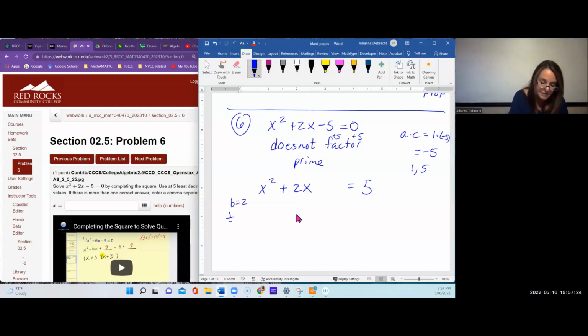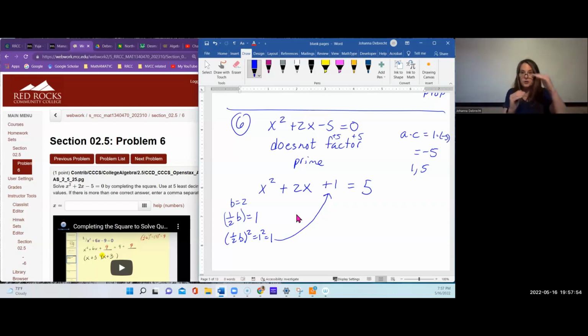So we take half of b and we square it. So what is half of b? The first thing I'm going to do is go ahead and write down what half of b is. Half of b is 1, and then I square the half of b. I'm going to take the squared value and add it here. But I've just changed the problem. It's no longer the original problem.